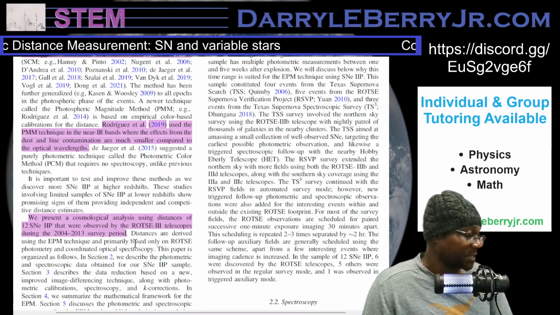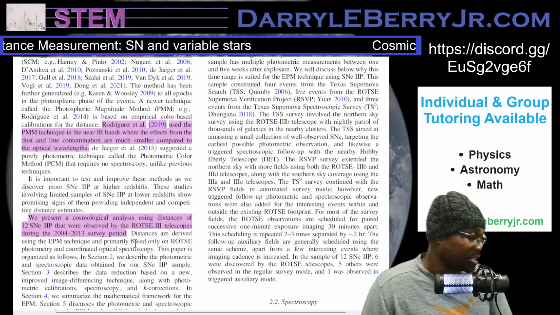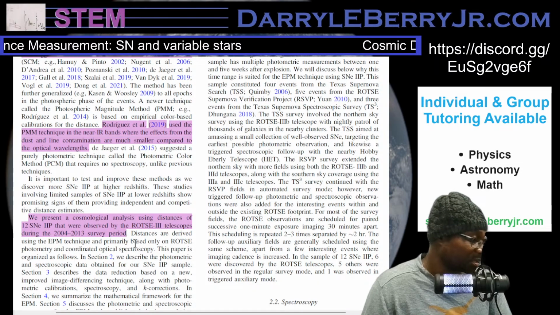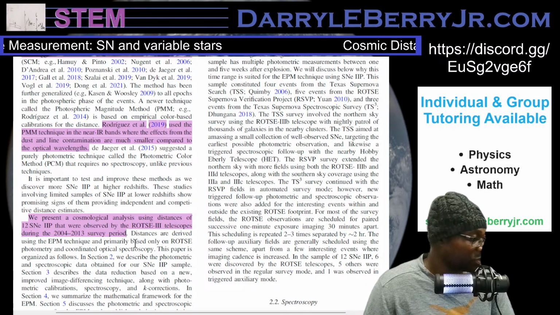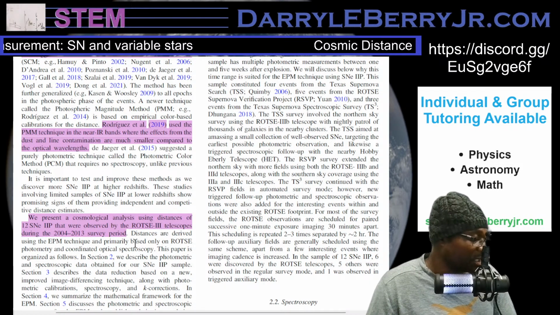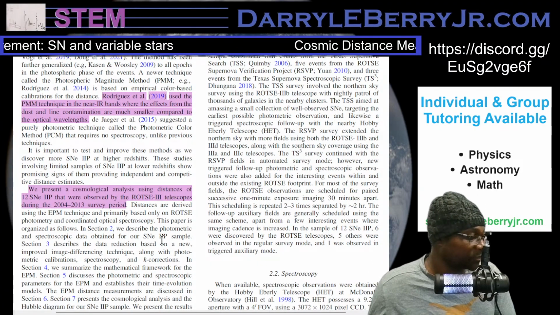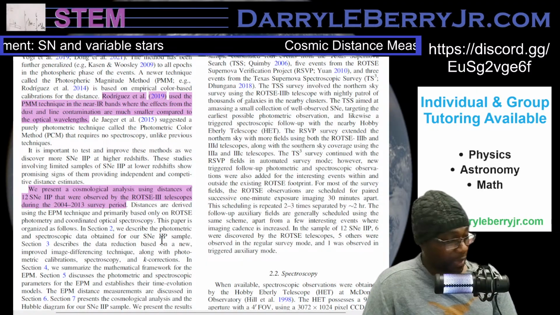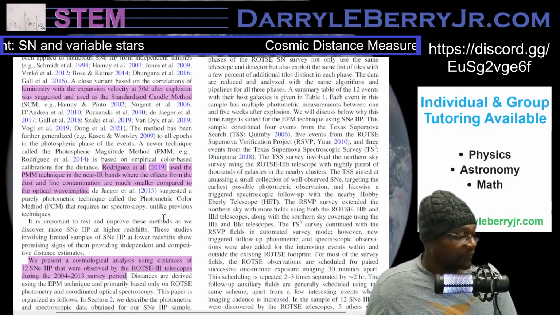This paper is organized as follows. Section 2, we describe the photometric and spectroscopic data obtained for our SN 2P sample. Section 3 describes the data reduction based on the new improved image differencing technique, along with photometric calibration, spectroscopy, and K corrections. In section 4, we summarize the mathematical framework for the EPM, the expanding photosphere method.